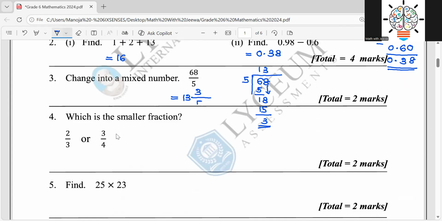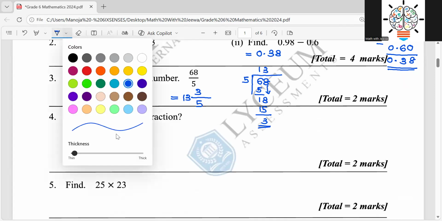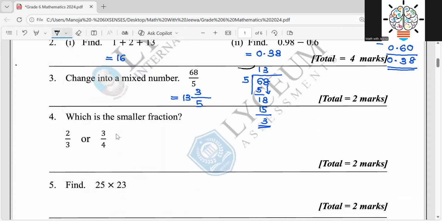3 over 5, right? So how are we going to do that? This whole number you write here. And then the remainder will be here. And this one will be here. You don't need to show the arrows, but I'm just showing you for your understanding.